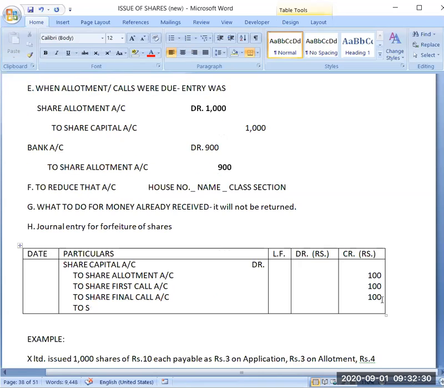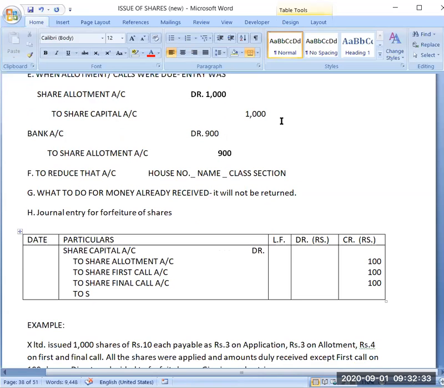Fine. What to do for money already received? It will not be returned. It will be transferred to another account that is termed as share forfeiture account. Suppose he has paid 200 on application. So that way his capital will become 500. So the journal entry is clear now.